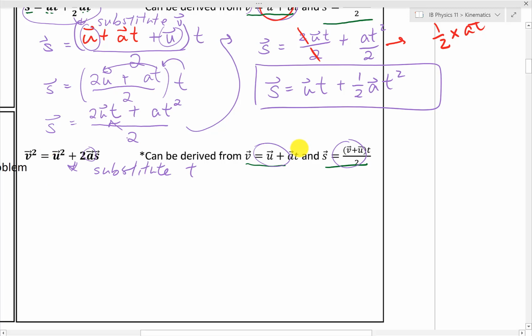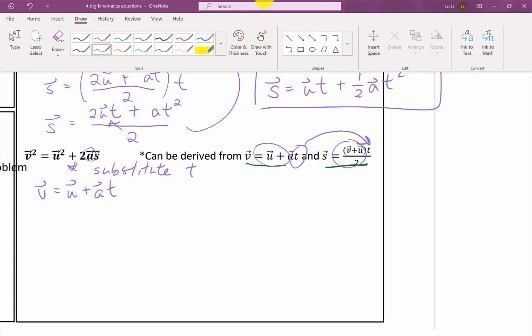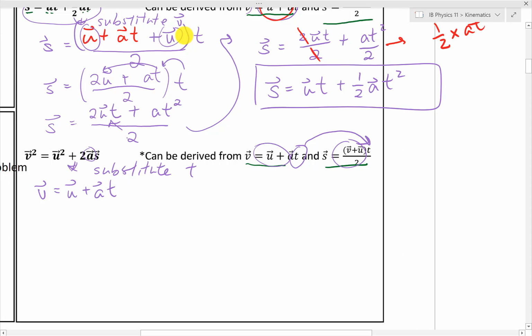So what I'm going to do is isolate t from this equation, and substitute it in here. So let's do that. I'm going to write v equals u plus at, and to get that t to the one side, I need to first move the u away first. You might be wondering, why am I moving the u away and not the a?